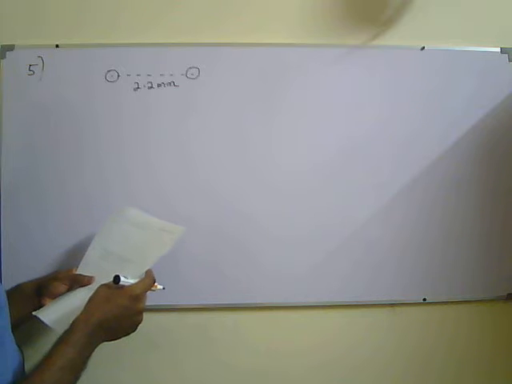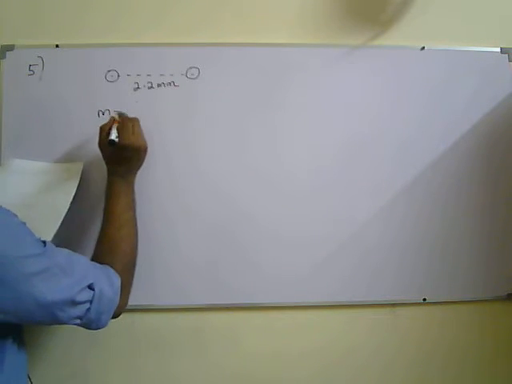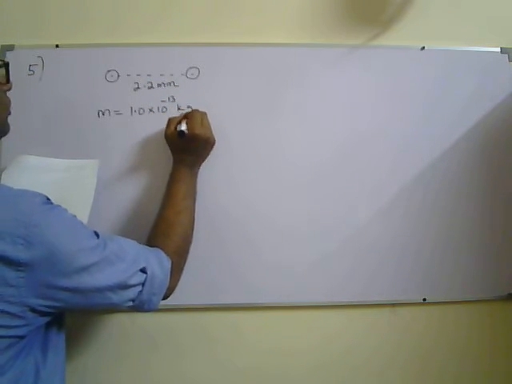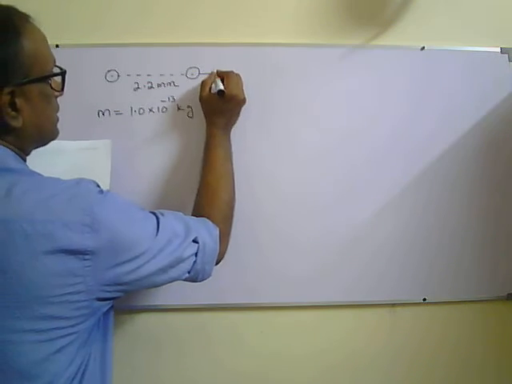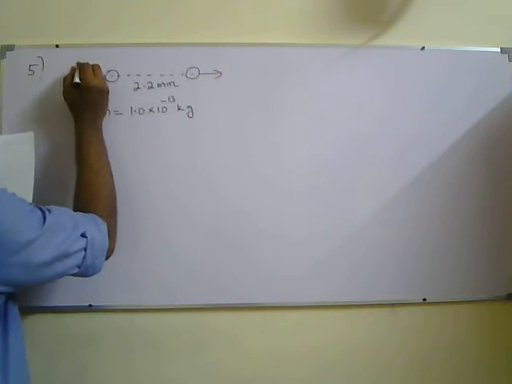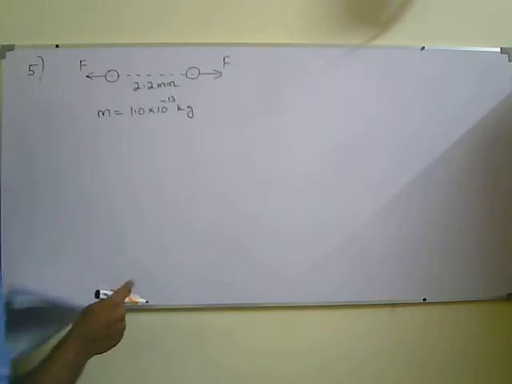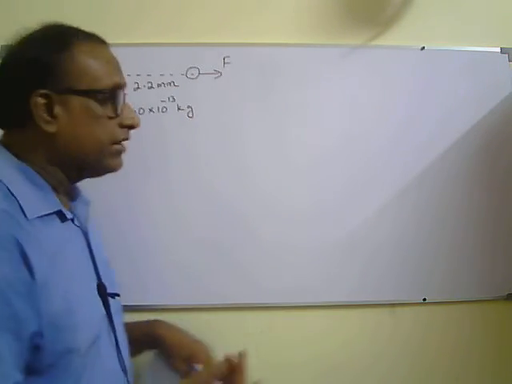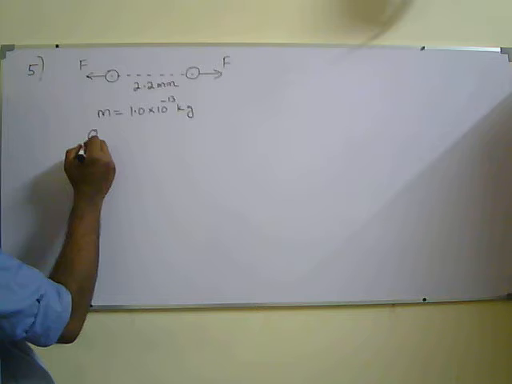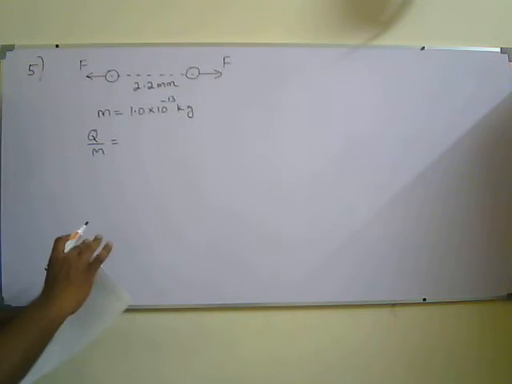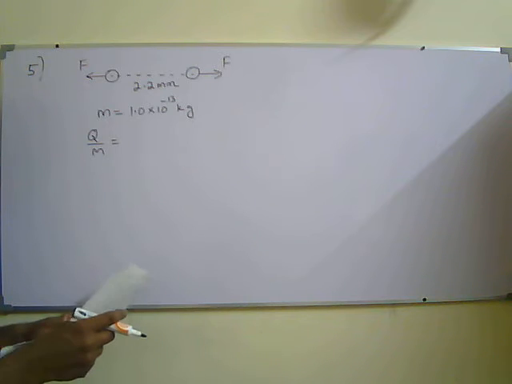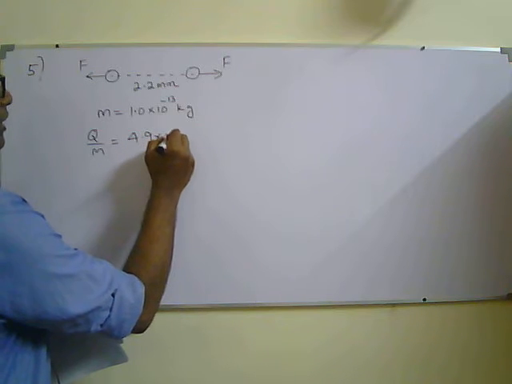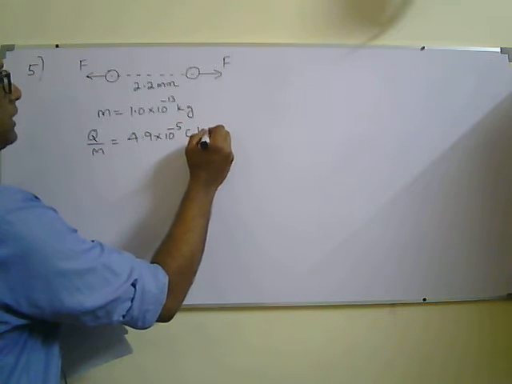And the mass of an oil drop is given as 1.0 × 10^-13 kilogram. And the question is, they are like charges, they are both carrying negative charges, so they will have electrostatic force, that is repulsive force. I can use Coulomb's law, but the only thing I need is the charge of the oil drops. I can find it because I know Q over M. We found it in the previous part, that is 4.9 × 10^-5 Coulomb per kilogram.